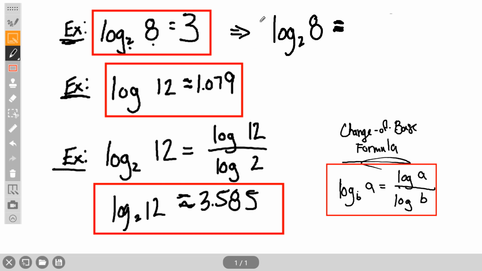Okay, so let's do this example again. But this time we can show that the change of base formula actually works because we already know what the answer is supposed to be. We know that it's supposed to be 3. So let's use the change of base formula and see, do we come up with 3?